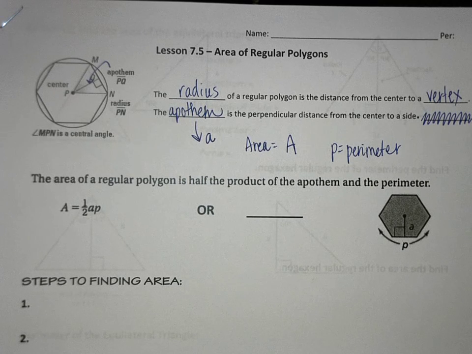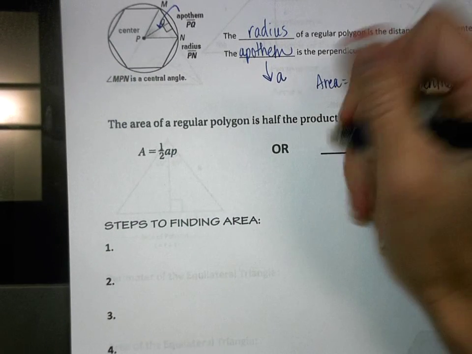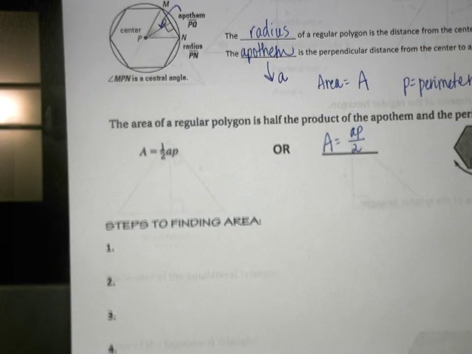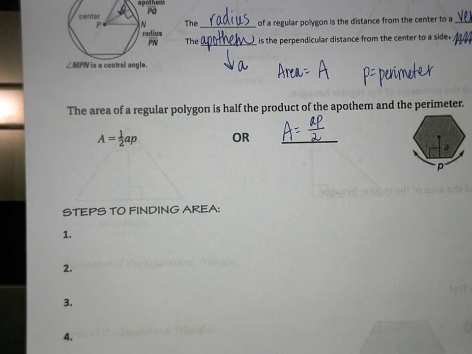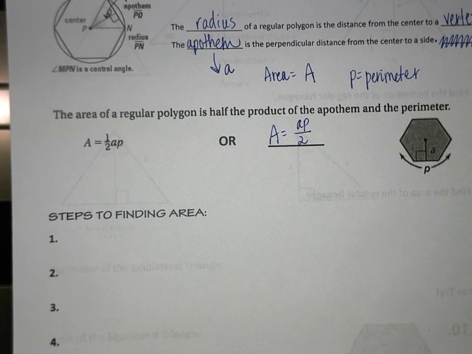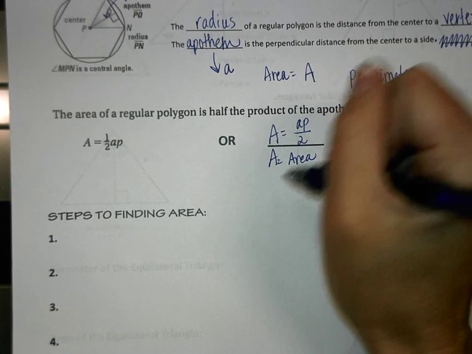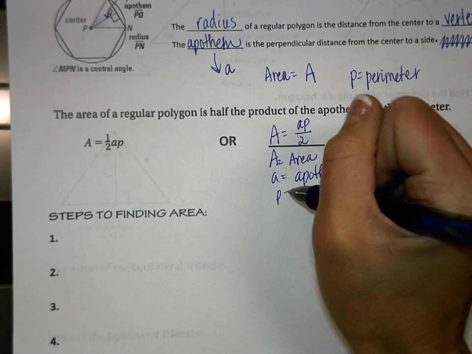Okay, so the area of a regular polygon is half the product of the apothem and the perimeter. So you can look at it like this, or most of the time the way I write it is going to be area equals A times P divided by 2, meaning apothem times perimeter divided by 2. So, and again, just in case, A stands for area, little a is apothem, and P is perimeter.